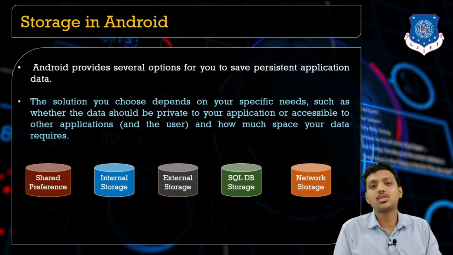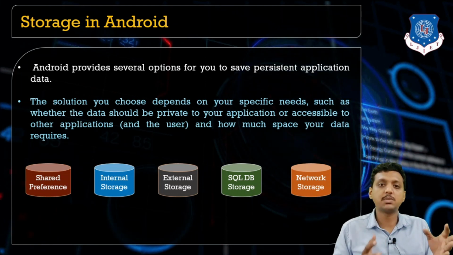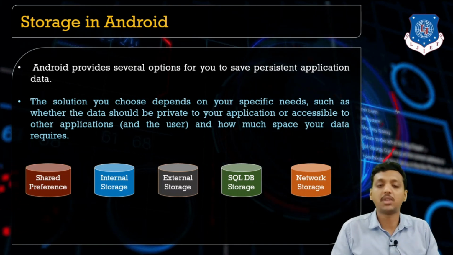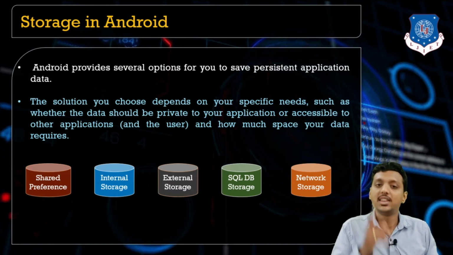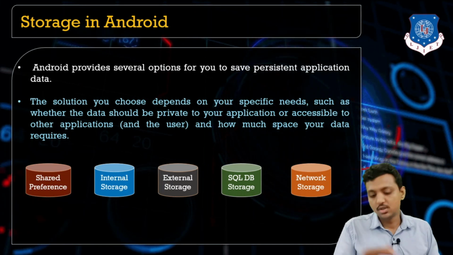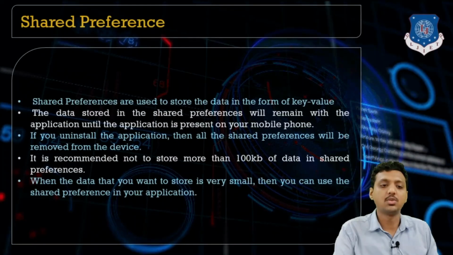This all data is stored on the network, and we have our smartphone. So we need to establish a communication between the smartphone and the network devices, or the server. That will happen with the network storage. Okay, so let's move towards the very first topic, that is known as shared preference.